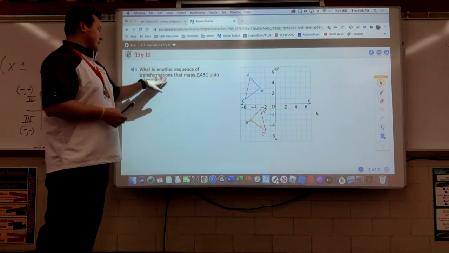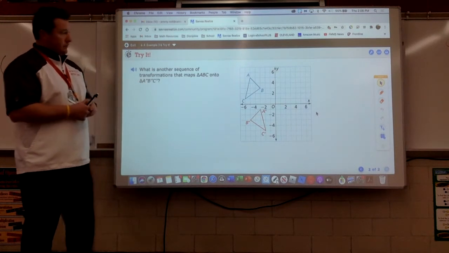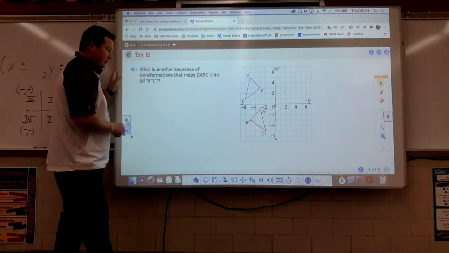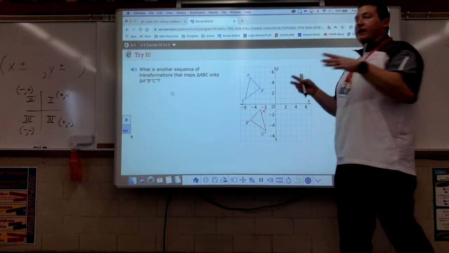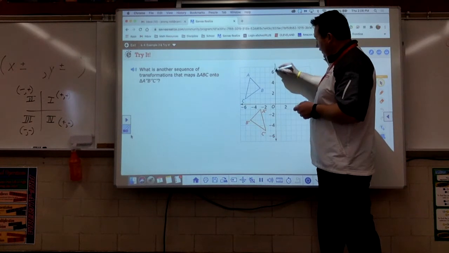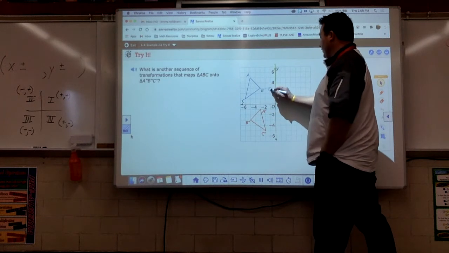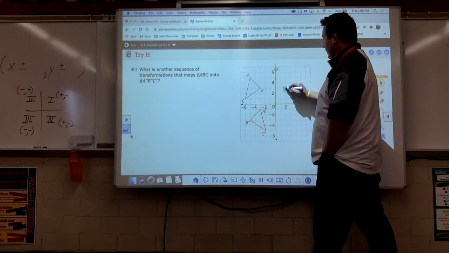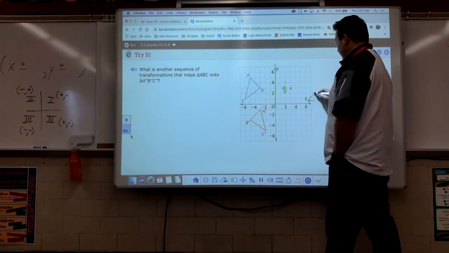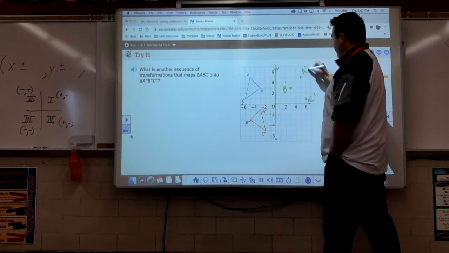What is another sequence of transformations that maps ABC onto A double prime, B double prime, C double prime? So, okay. We can come up with one. You guys ready for one? Let's do that reflection first, though. Again, we know it's going to have to reflect. So let's reflect over the y-axis first. Here's B, 1, 2, 3 away. So B prime moves here. C is 6 away, so it'll stay 6 away over here. And A is 5 away, so A is going to be A prime.